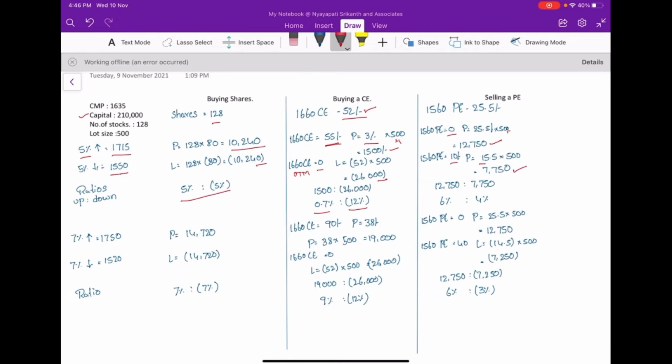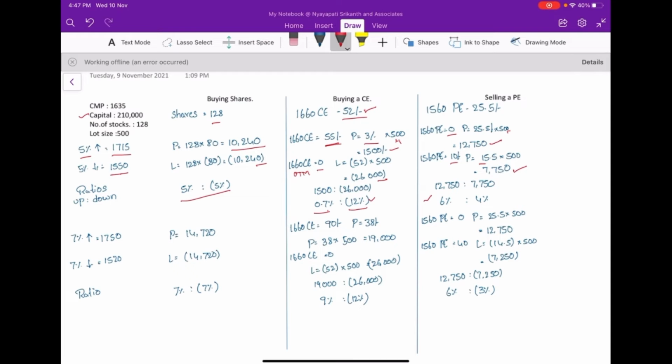Right, the capital is 2,10,000, that's what we have fixed. But for buying a call option you use only 26,000, though that is still from the capital of 2,10,000. So to earn 0.7%, you are risking somewhere around 12% of the money. Whereas in selling a put option, when your view is right, you earn 6%.